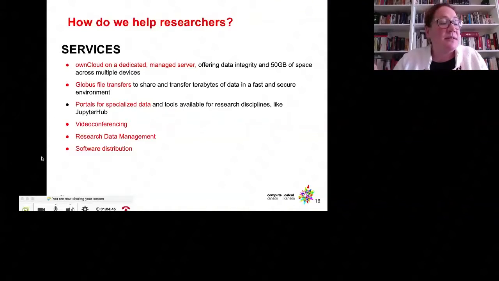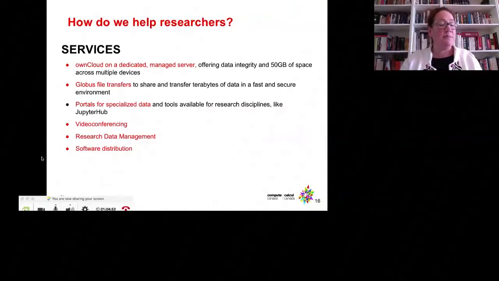Research data management. As the Tri-Council funding agencies here in Canada start insisting on research data management plans being part of a wider funding application, Compute Canada is partnering with national organizations here in Canada to help make that easier for researchers, and help make your research more open and discoverable. I'll talk a bit more about that too.